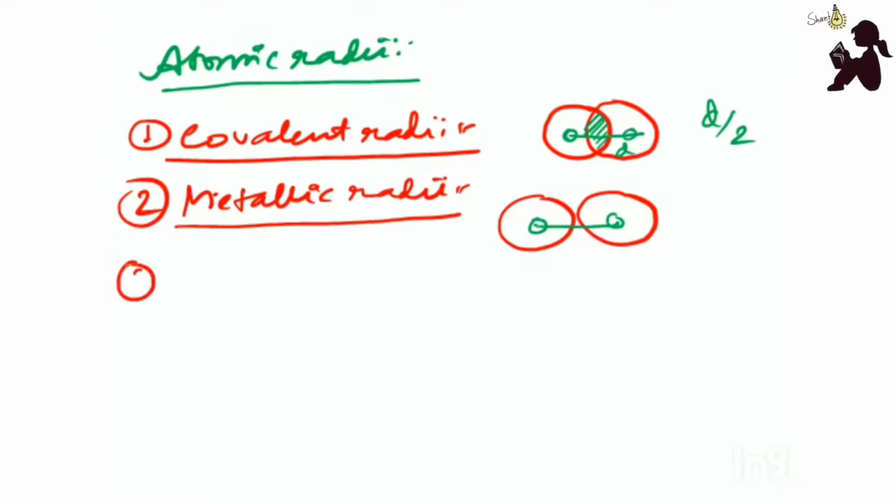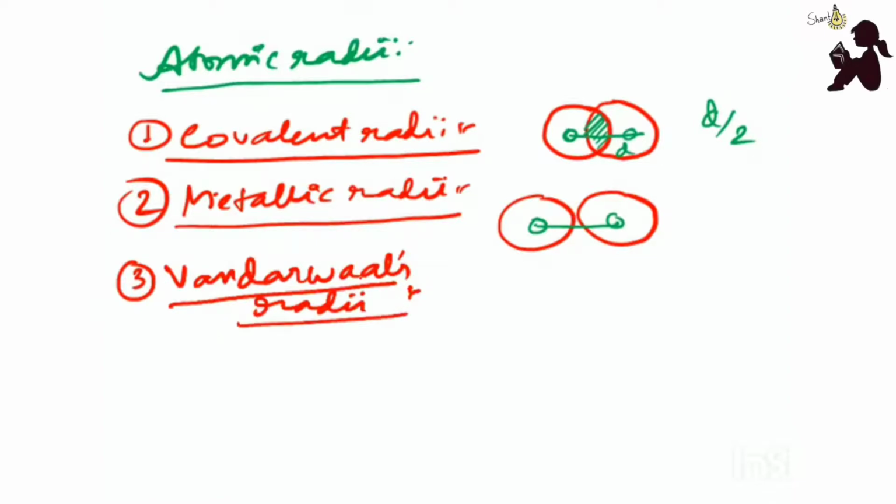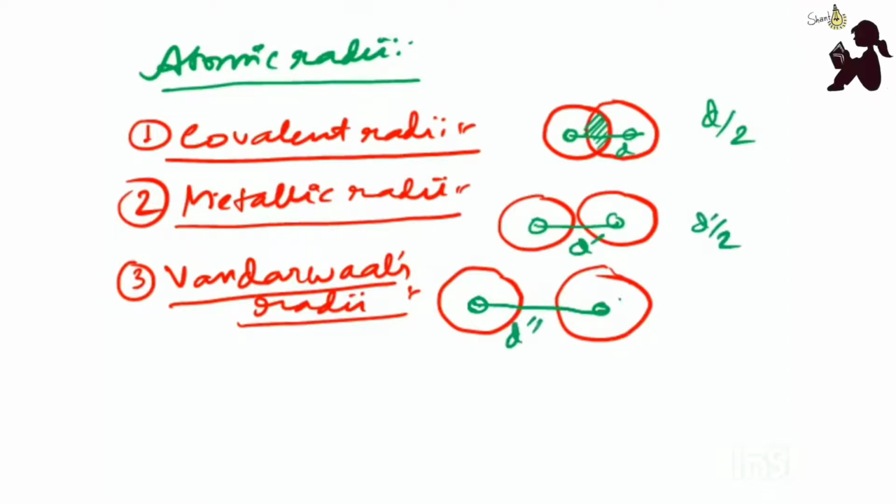So next will be our van der Waals radii. Now van der Waals radii form in the case of noble gases. Non-metals and noble gases, but most of the cases it forms in the noble gases. So you can see that it will be like this. Here its nucleus, here its nucleus. So the distance is very much larger. Let us assume it is d double dash. So its van der Waals radius will be d double dash by 2.